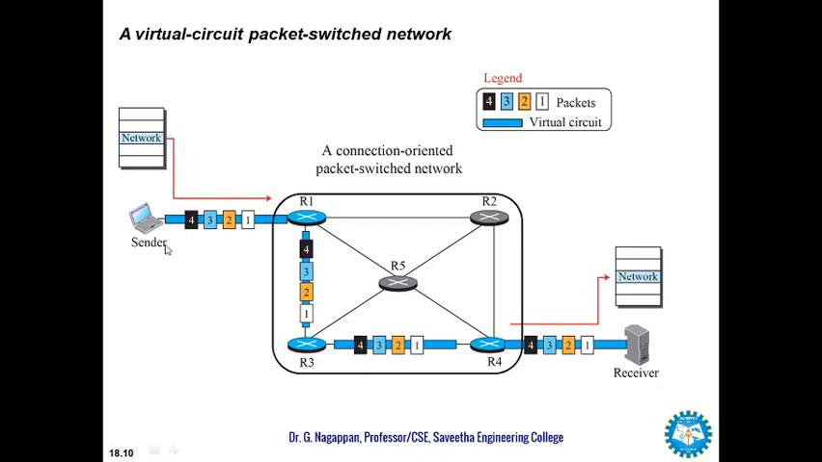Among all these, the best route is selected based on some routing algorithm. If it is decided to be R1, R3, R4 and destination, then a virtual circuit is established, and after establishing that virtual circuit, all the packets flow in the same order towards the destination. As 1, 2, 3, 4, they flow from R1 to R3, R3 to R4 and R4 to destination, and this is called a virtual circuit packet switched network.